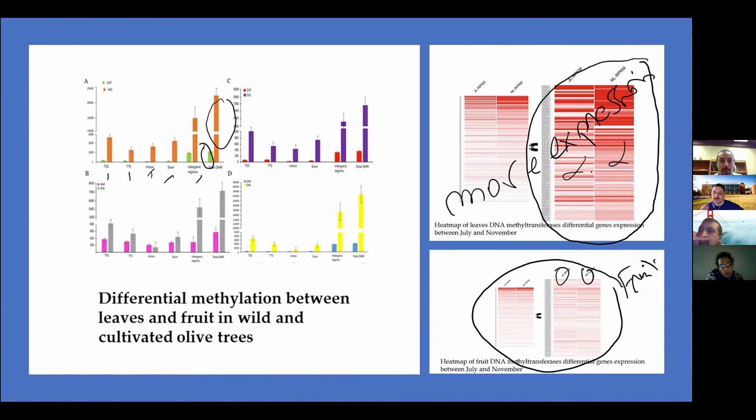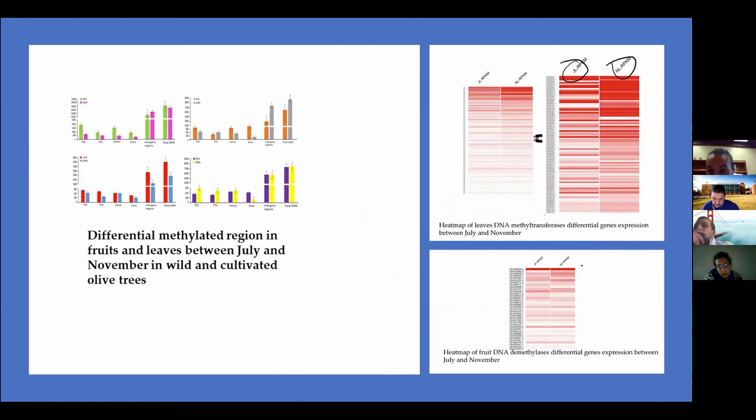So this is just a heat map. We're giving you an idea about the expression of those methyltransferases. But then we go to the demethylase right here, and you look at the demethylases in November, if you compare this shade of color to this one, these demethylases are highly expressed in November, so that's why we have a hypomethylation with the ripening of the fruit. Okay, thank you very much.